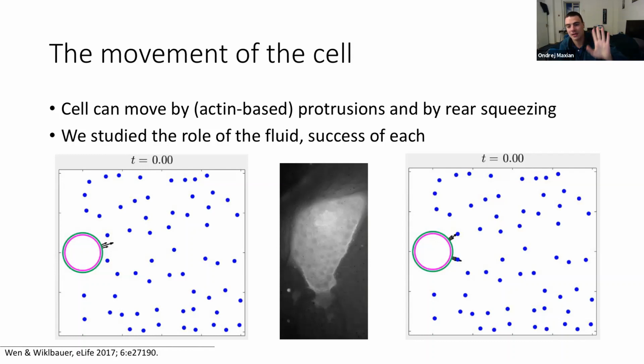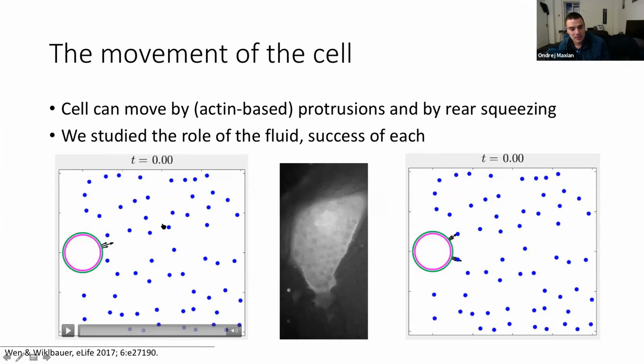So what we did was we took a 2D cut of that matrix. And so we get these blue dots, and that represents the fibers. And then we took a 2D cut of the cell. The green is going to be the membrane and the pink is going to be the inside of the cell, the nucleus kind of, if the cell had a big nucleus.